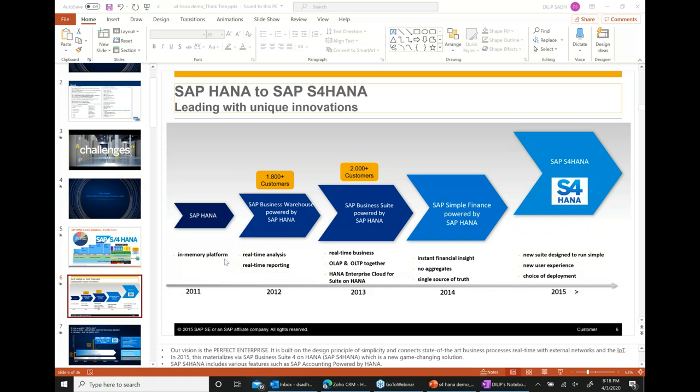Now, why is it called a platform, not just a database? There's a reason for it. SAP HANA, although it is a database, also has many other functions and capabilities in it. That is why SAP doesn't call this just an SAP HANA database. It calls it an SAP HANA in-memory processing platform. That is the terminology which SAP uses. So understand this word. In many places you will see in-memory processing platform.